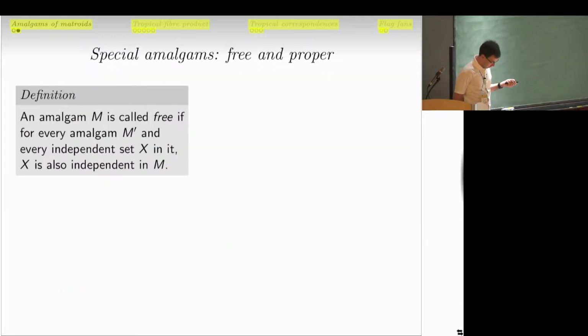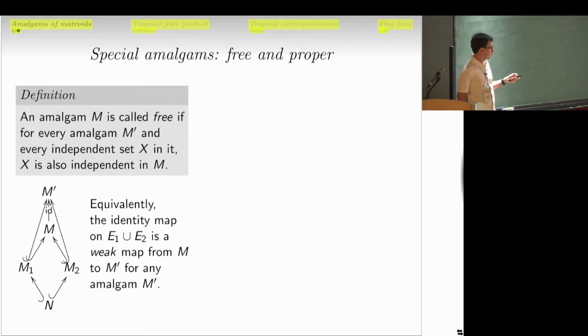But there are some special amalgams, which are called free and proper. An amalgam is called free, it's kind of a universal criterion, if we take any other amalgam, or maybe the same amalgam M prime, any independent set X on it is also an independent set in M. Currently speaking, this is just a reformulation. If we take the identity map on the ground set, the union of the ground sets E1 and E2, from the amalgam that we want to be free to any other amalgam, then this identity map is going to be a weak map, which means exactly that the preimage of an independent set is independent. So it's just the same thing, but we're going to need this diagram later, so I'll just leave it here.